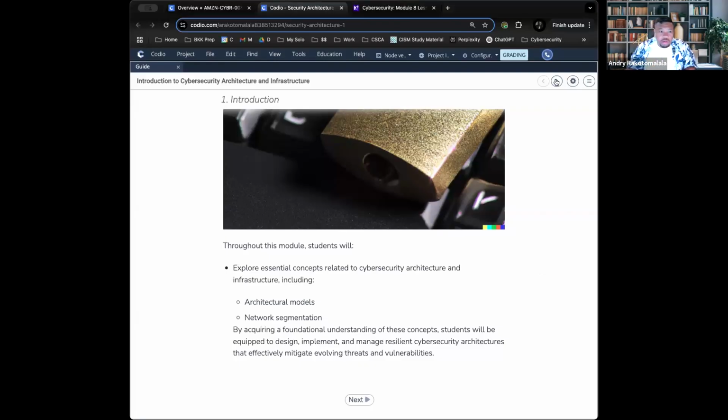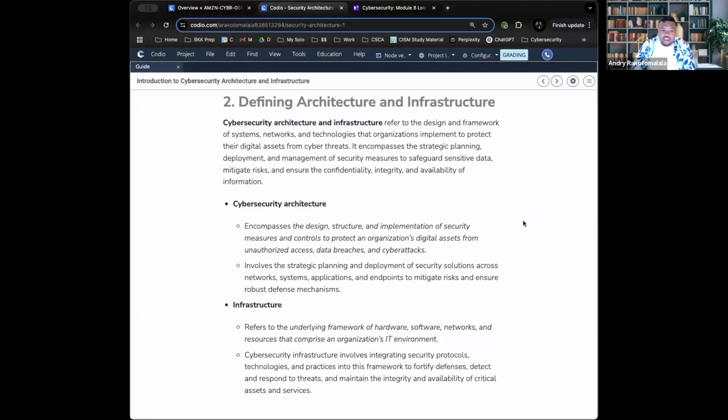That being said, let's go ahead and chat about definitions. So when we're talking about security, cybersecurity architecture and infrastructure, to distill the definition, security architecture is the plan. It's literally the blueprint that is meant to put it into place.